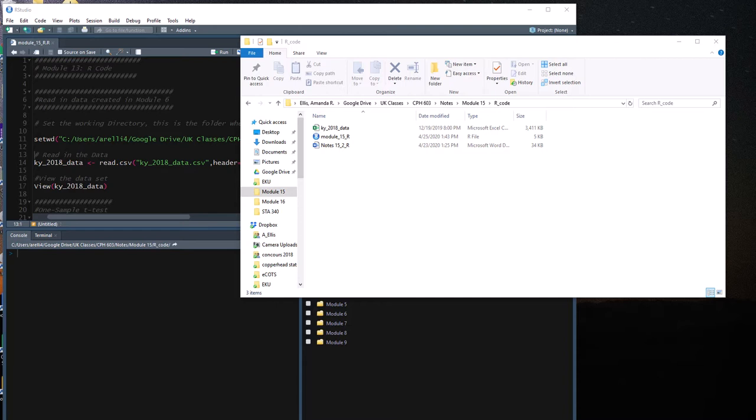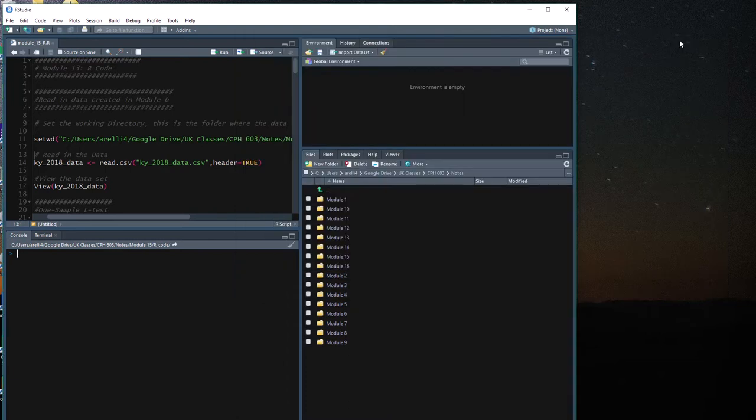Alright, so the first step is we always want to start out by having all of our files that we need in a folder on our computer. And so for this video, I'm going to need the Word document with the notes, or PDF would be the version that you have, the Module 15 R notes, as well as our data set. And you'll also want to make sure that you have the code book handy. So to get started, let's go ahead and look at the R code as well as the Word document.